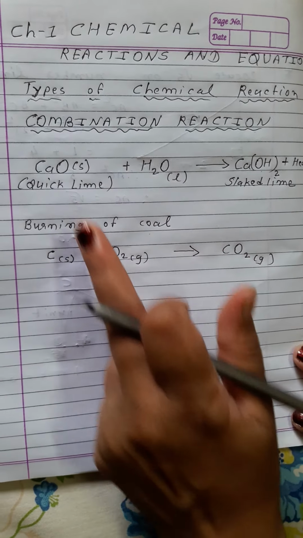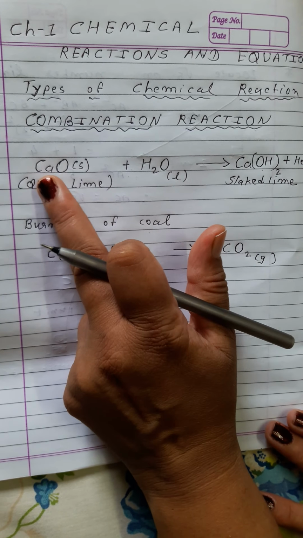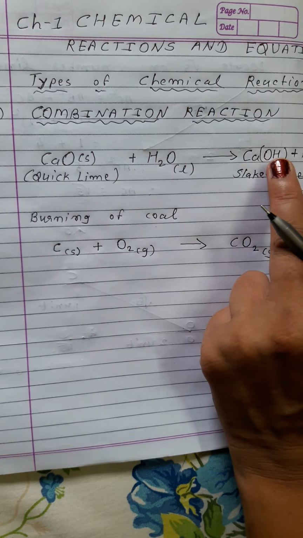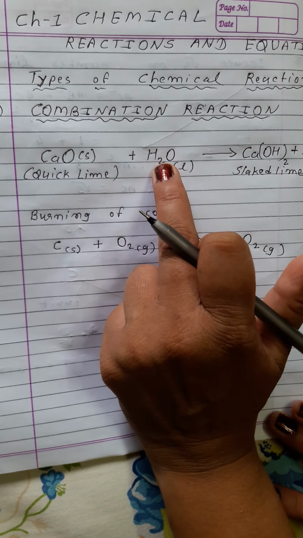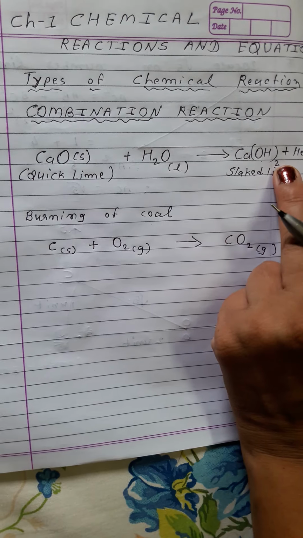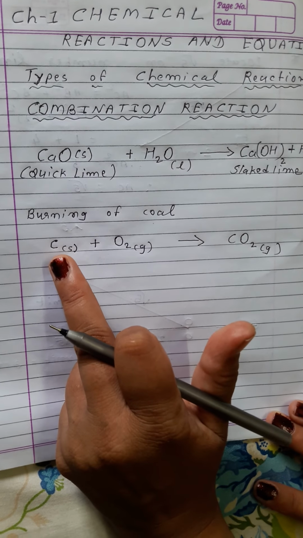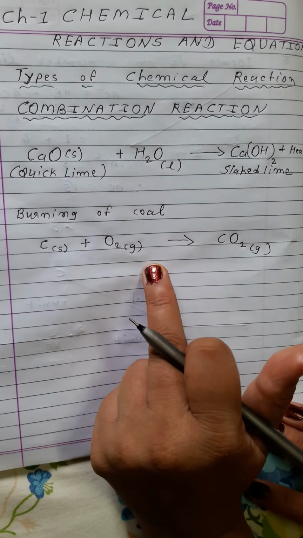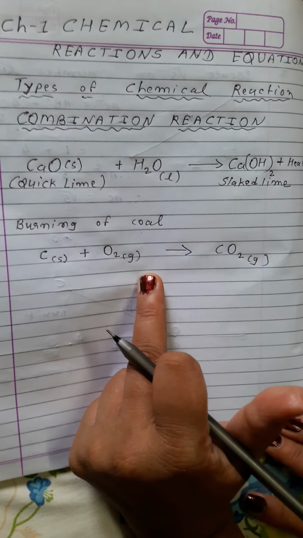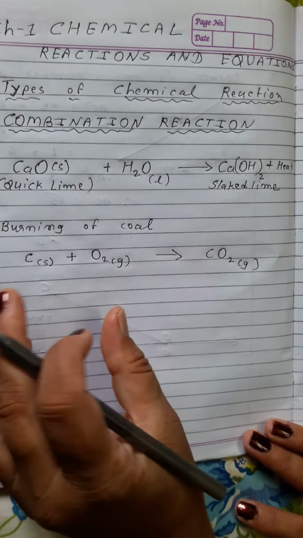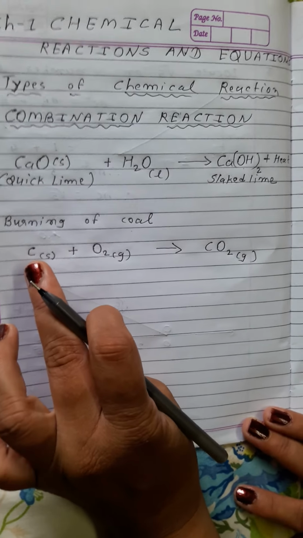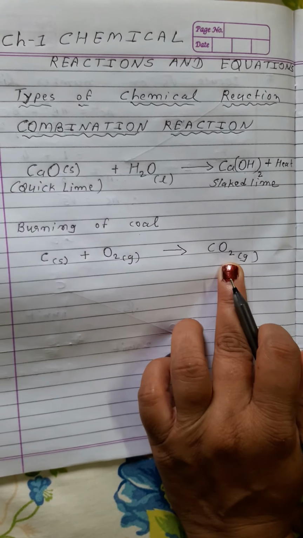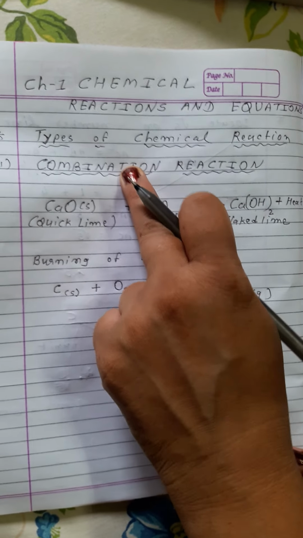Now both the equations are balanced equations. See that calcium is 1 on both sides, oxygen 1 and 2 so 2 oxygen, hydrogen is 2 here so here also 2 hydrogen. In this one also, 1 carbon, 1 carbon, 2 oxygen, 2 oxygen. So both these equations are balanced. So here also, when two substances combine to form a single product, it is called a combination reaction.